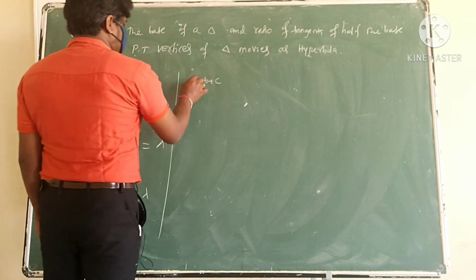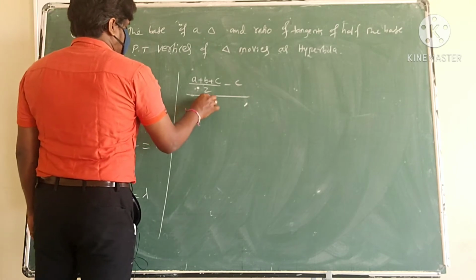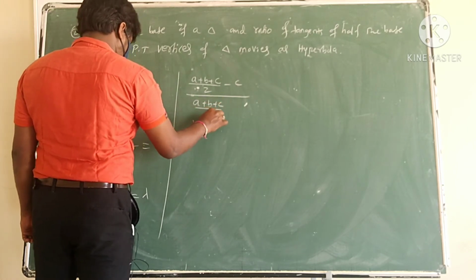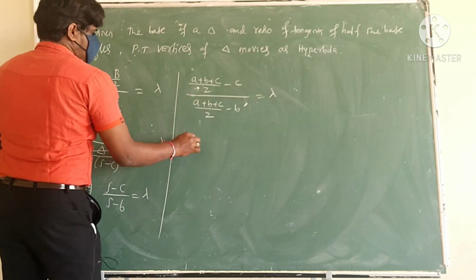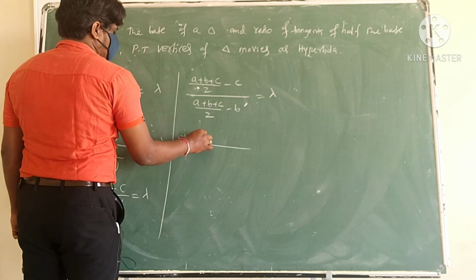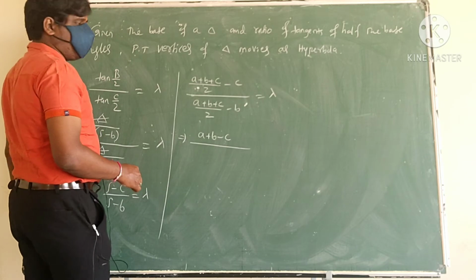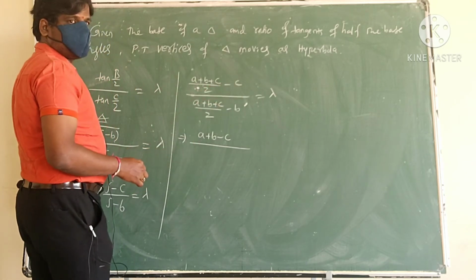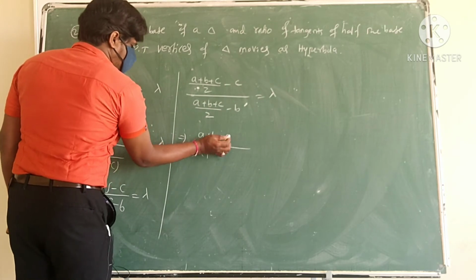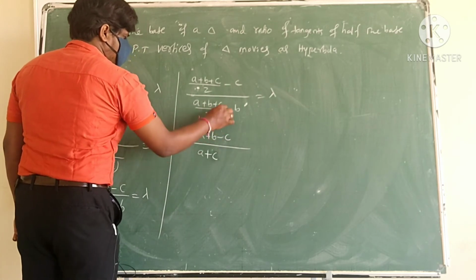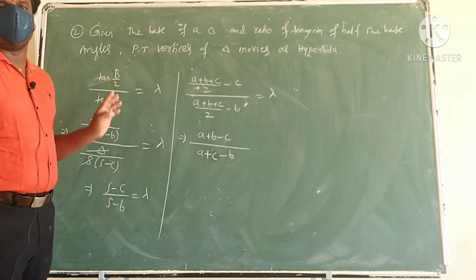As a plus b plus c by 2 minus c divided by, next tell me, a plus b plus c by 2 minus b is equal to how much? Lambda. So if you do LCM, what do you get here? A plus b minus c, okay, divided by minus 2c. So minus c divided by a plus b, a plus c, and here minus 2b plus b is minus b, divided by 2, divided by 2 cancel out.